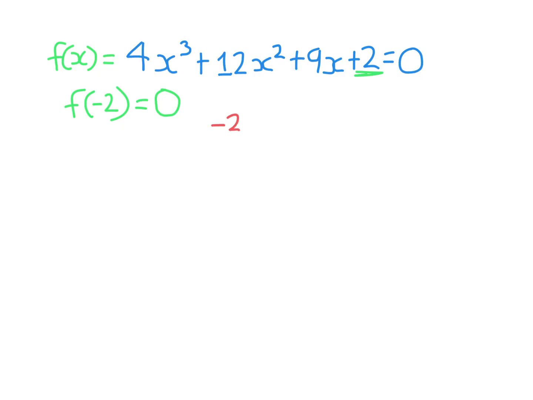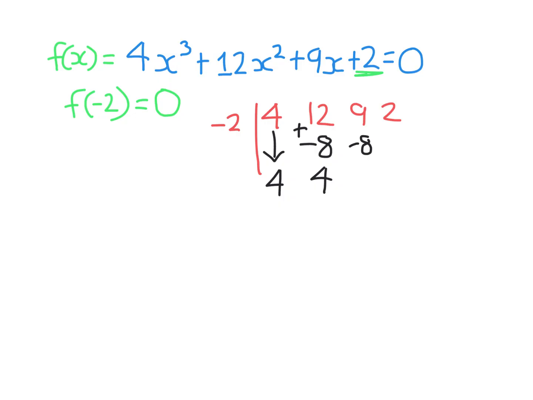I write the root here, and then I write the coefficients of the original polynomial: 4, 12, 9, and 2. We always start by bringing down this number 4. Multiplying negative 2 by 4 gives us negative 8, so I'll put that there. We add to find the remainder. 12 plus negative 8 gives us 4. Now we go negative 2 times 4, that gives us negative 8. 9 plus negative 8 gives us positive 1. And then, of course, negative 2 times 1 is negative 2, adding to get the final remainder of 0, which is what we expected because we know that x plus 2 is a factor.